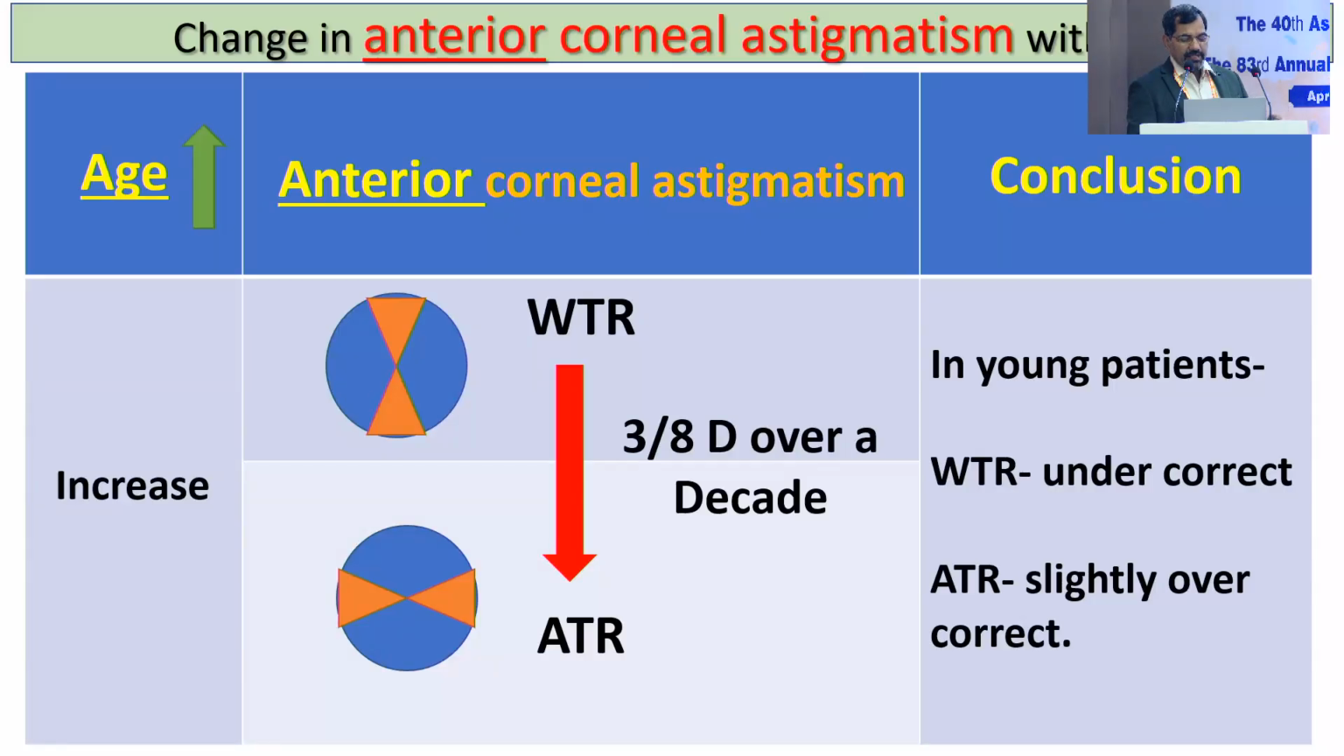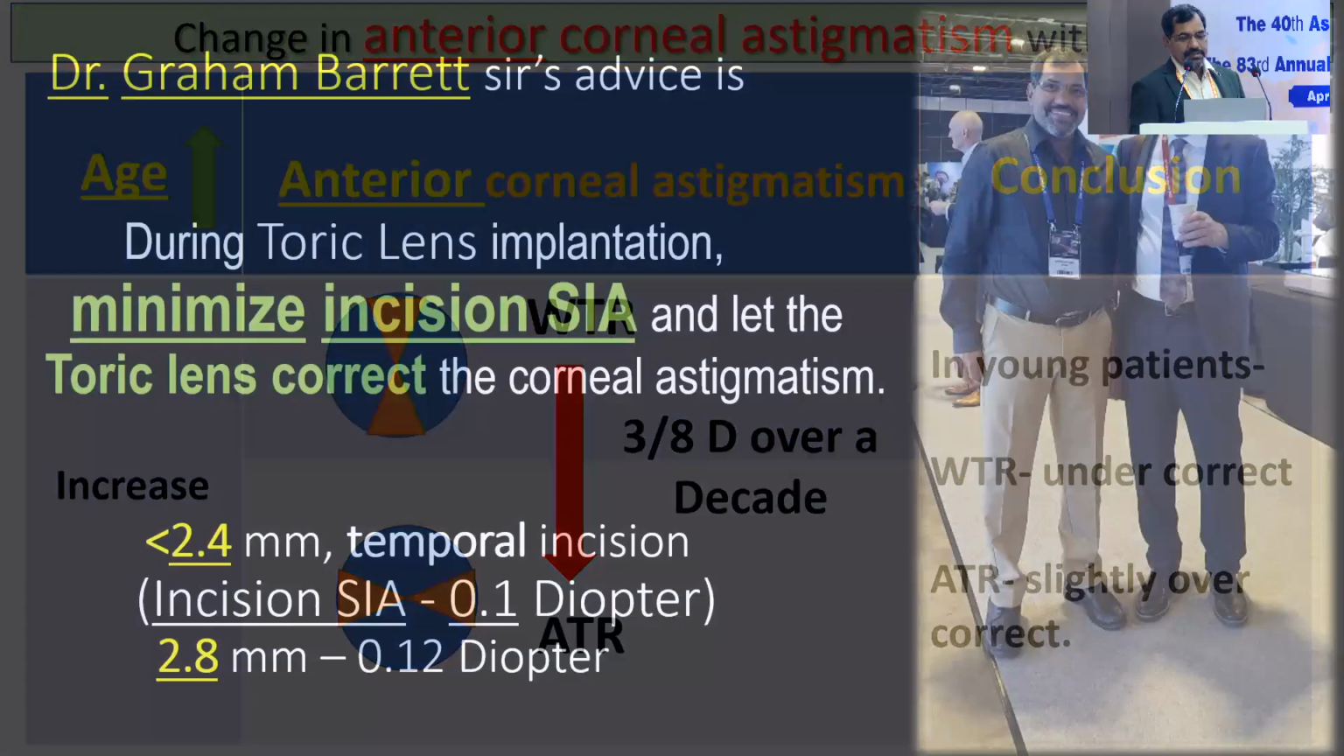In the previous talk, it was mentioned that in young age we have anterior corneal astigmatism with the rule, and as time passes, it changes to against the rule. So in a young patient, if they have with-the-rule astigmatism, we have to undercorrect it, because it is going to change to against the rule as age advances.